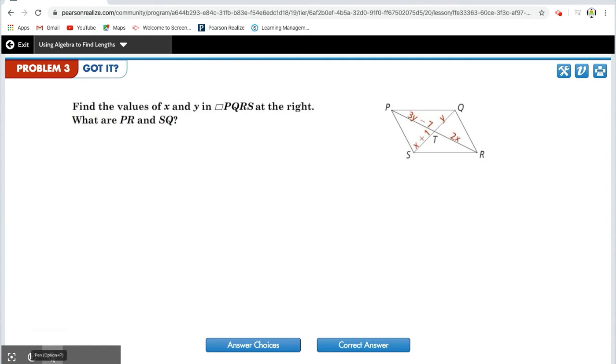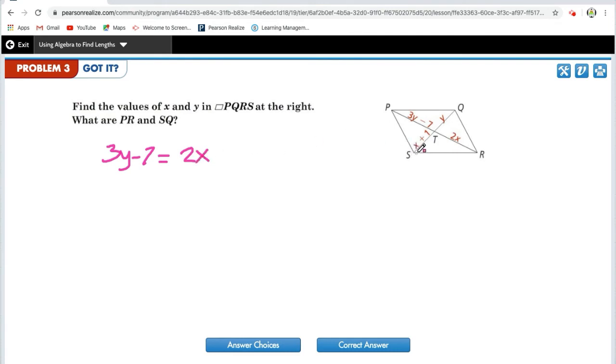Let's answer Got It 3. So here we have: find the values of x and y in parallelogram PQRS at the right. And what are PR and SQ? So this is the parallelogram PQRS with the lengths of the diagonals as given here. We know that these diagonals bisect each other. So meaning 3y minus 7 is equal to 2x, because these segments of the diagonals are congruent.